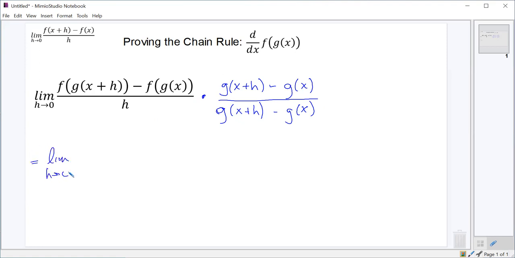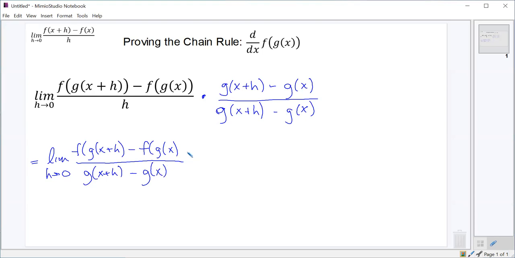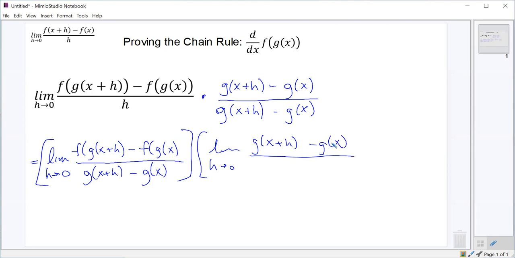So we're still going to have a limit as h approaches 0 of f of g of x plus h minus f of g of x. But instead of it being over h, we're going to move this denominator over here. So it's now over g of x plus h minus g of x. And we're going to multiply that by the limit as h approaches 0 of g of x plus h minus g of x, the same numerator we had, now divided by this h, allowing us to turn this entire right limit into just the derivative of g of x. So this whole thing is just going to become g prime of x.